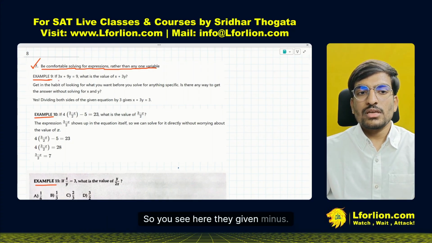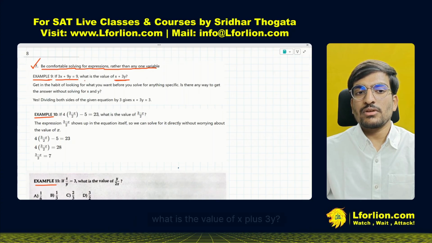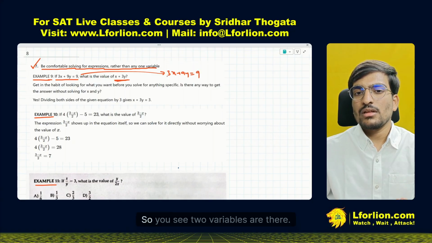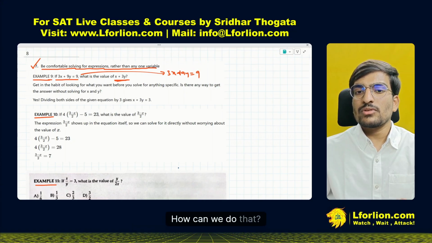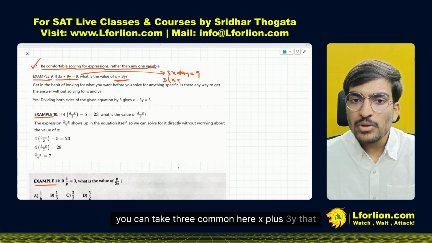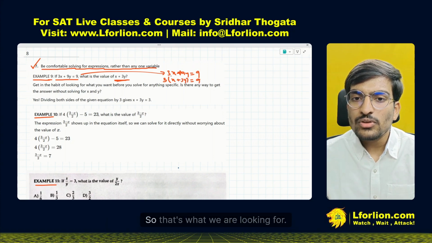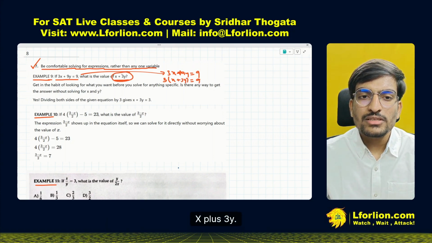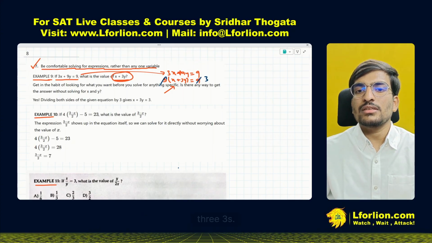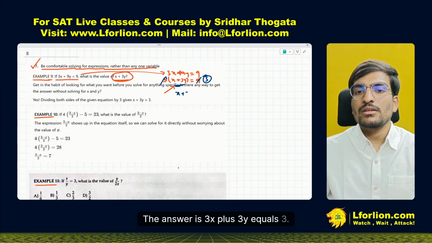So you see here, they given: if 3x plus 9y equals 9, what is the value of x plus 3y? First of all, if you see this equation, 3x plus 9y equals 9, we need to find x plus 3y. So you see two variables are there. How can we do that? If you see carefully, you can take 3 common here: 3 times x plus 3y equals 9. That's what we are looking for, x plus 3y. We already got it after taking 3 common. So 3 ones are 3, 3 threes are 9. The answer is 3. x plus 3y equals 3.